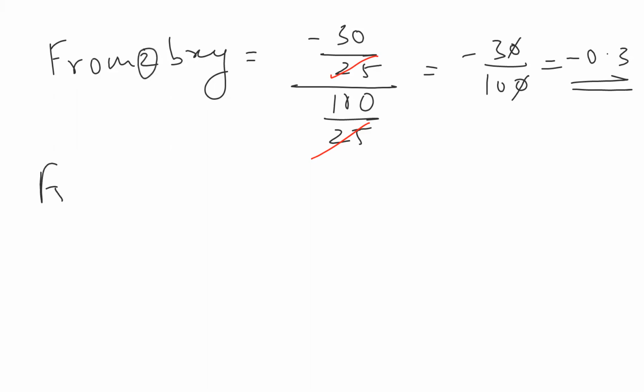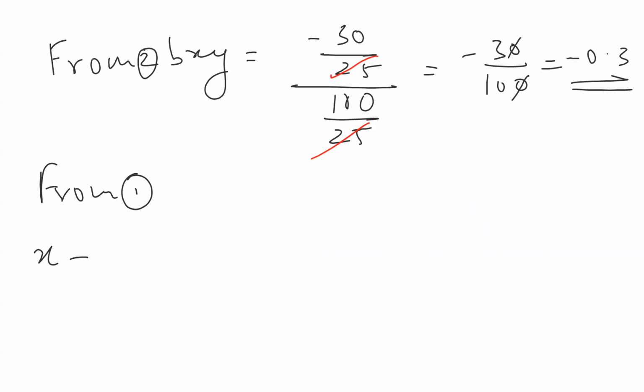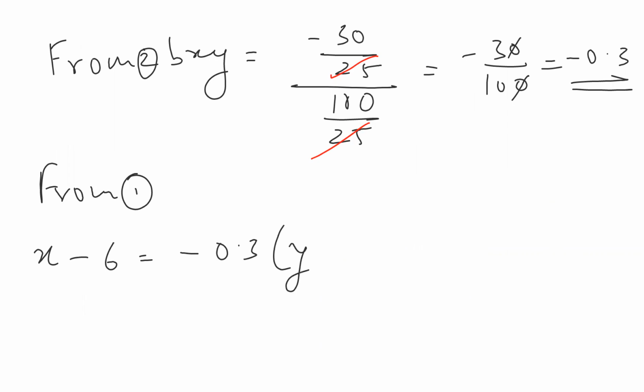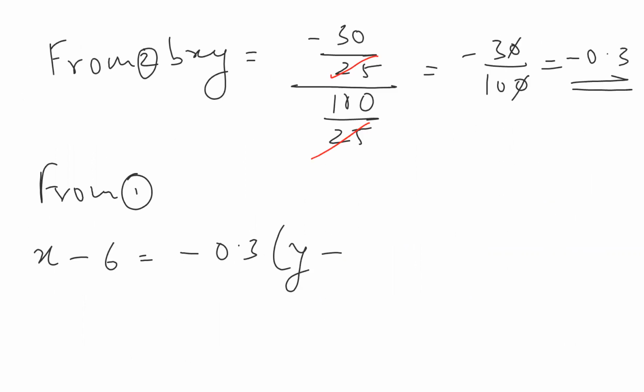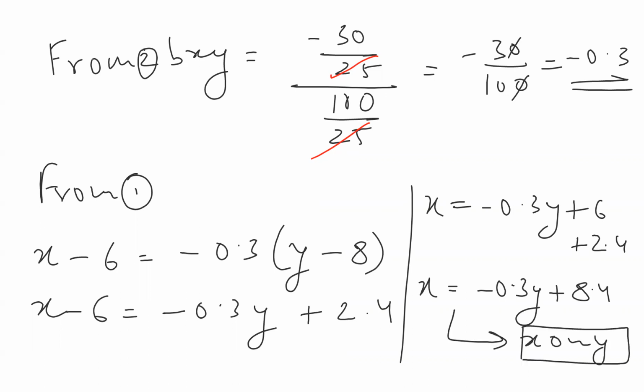Now from equation 1, now we'll put all the divided values. Equation number 1, x minus x bar. So x bar is nothing but 30 upon 5, which we can now write as 6. Then this is minus 0.3 into y minus y bar. Y bar is equal to 40 upon 5, which is equal to 8. Right? So it's x minus 6 equals minus 0.3y plus 2.4. So x is equal to minus 0.3y plus 6 plus 2.4. So x is equal to minus 0.3y plus 8.4. So this is your line x on y. Just mention that this is line x on y. So one part of the problem is over. We have calculated the value of line x on y, right?